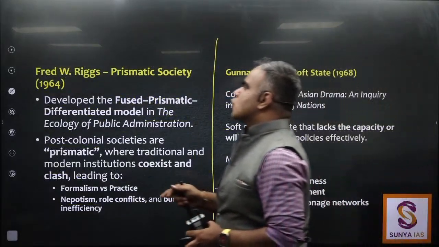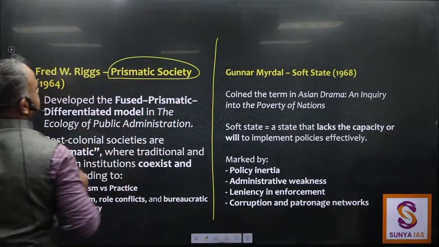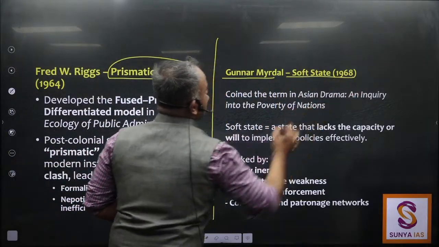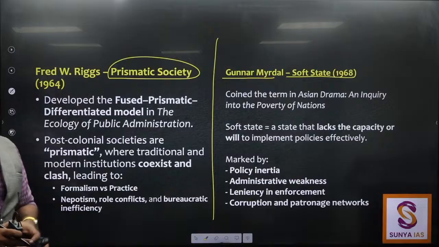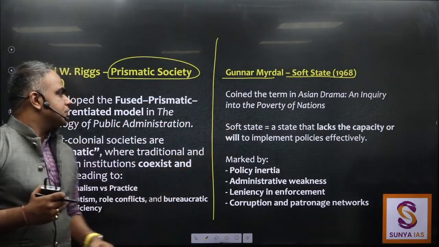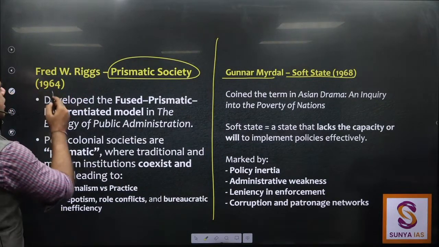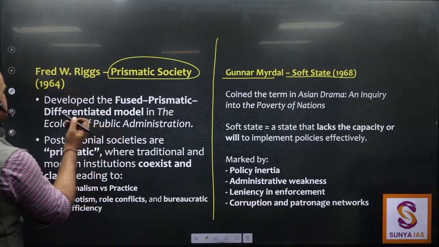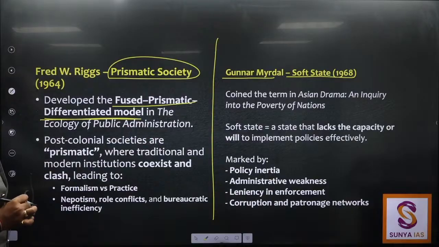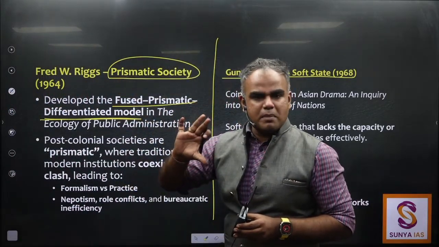Okay. So F.W. Riggs talks about the prismatic society. And then we'll also see Gunnar Myrdal, the soft state. You would have seen many times that India is also said to be a soft state. So we'll see how. In Riggs's case, prismatic, okay? Here he has something known as a fused model, prismatic model, differentiated model. Even if you just write prismatic societies, the examiner will remember.